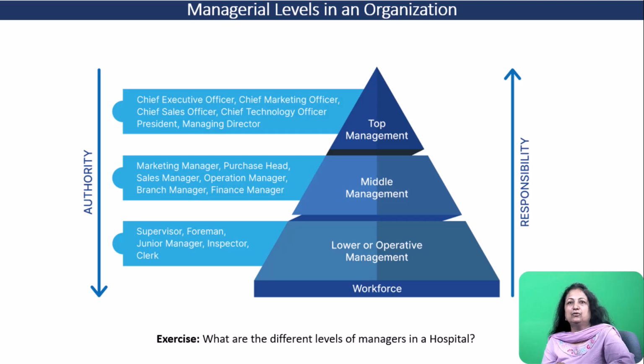Then it also talks about authority relationships. It also talks about communication. So people communicate across, and this is a very important concept in management, that it is in a pyramid shape. It is a representation, but it also represents that there will be fewer and fewer people as we move up. So now what you can do is take this as a small exercise: what are the different levels of managers in a hospital where you work or where you are studying?